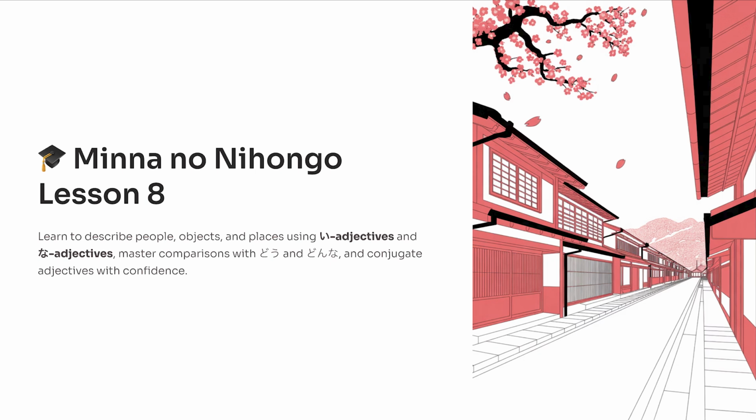By the end of this lesson, you'll be able to say things like この街はきれいです. This town is beautiful. 奈良は有名な街です. Nara is a famous city. And この料理は美味しくないです. This food is not delicious. Let's begin Minna no Nihongo Lesson 8 and learn how to describe the world around us in Japanese.